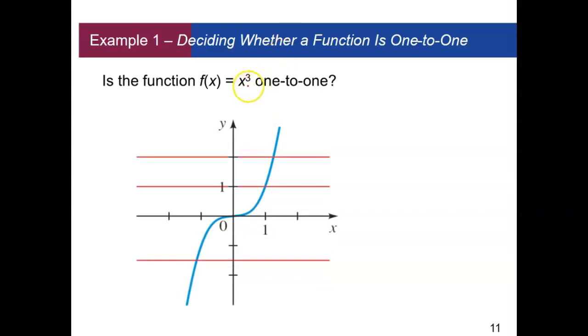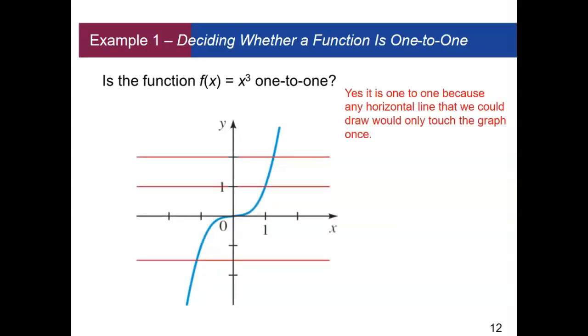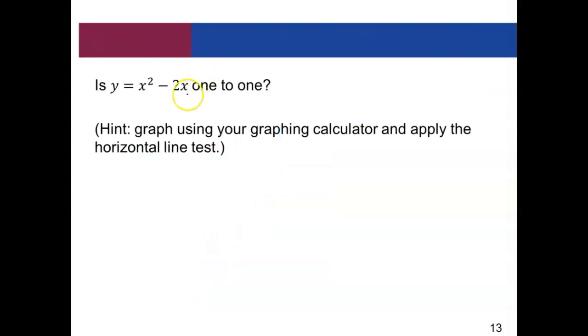Okay, if we look at this graph of x to the third, this is the cubic function, and any horizontal line that we can draw is only going to touch it one time. Even though at the origin it looks a little bit flat, if we were to zoom in, you would see that it continues to rise, and therefore it would be one-to-one. Okay, here you're asked to determine, is this one-to-one? I'm going to give you a minute to put this in your graphing calculator and apply the horizontal line test and see what you think about whether it's one-to-one.